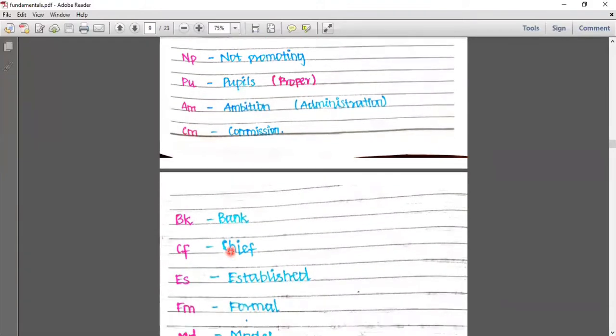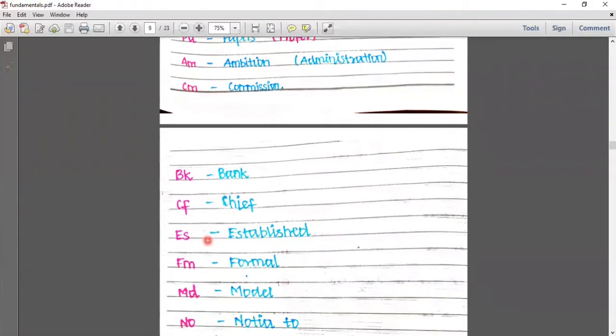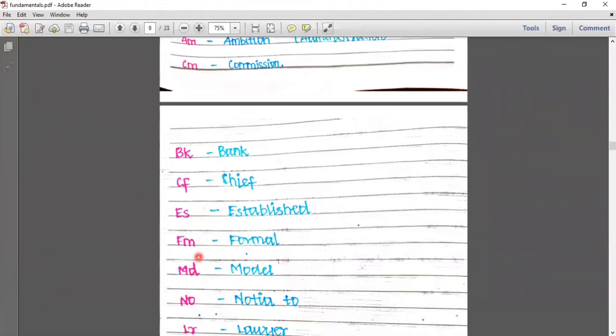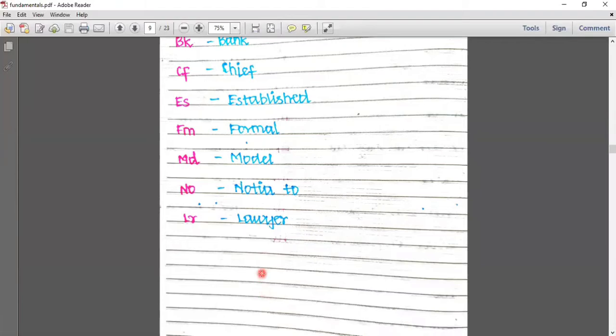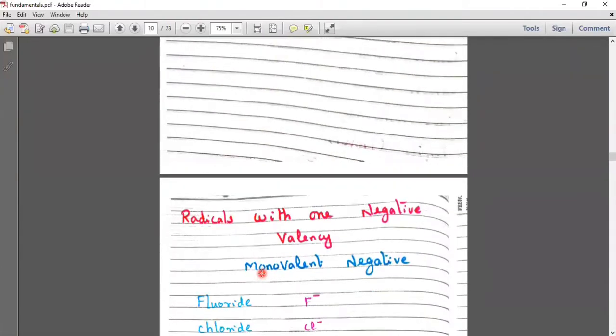Then next: berkelium, californium, einsteinium, fermium, mendelevium, nobelium, and lawrencium. "The bank chief established formal model notice to lawyer." So I have completed the full periodic table. Before starting to learn this, please learn the names of the elements by heart.